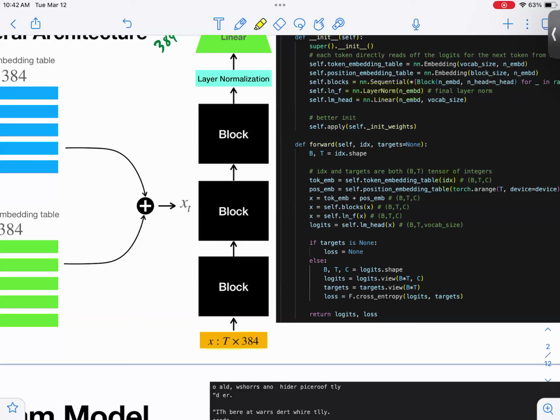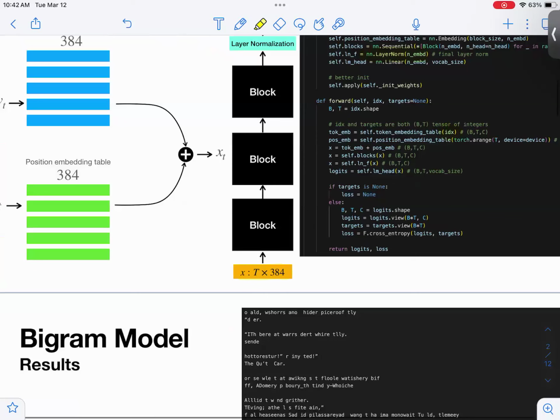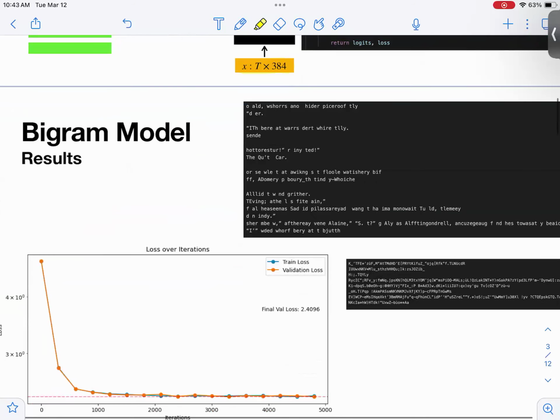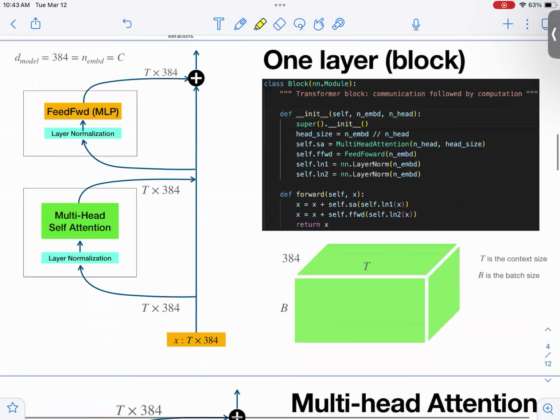Sounds good so far. We have a little bit more time, so let's dig into one of these blocks. What processing actually happens here? Okay, so this is the output of the bigram model, and this is one of these blocks.